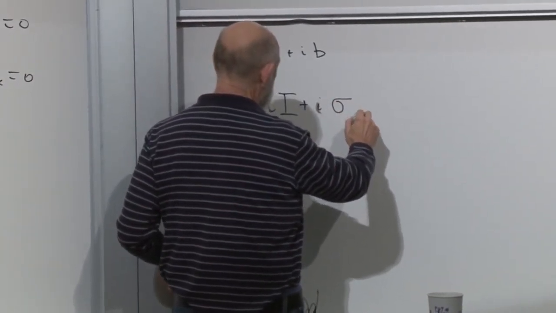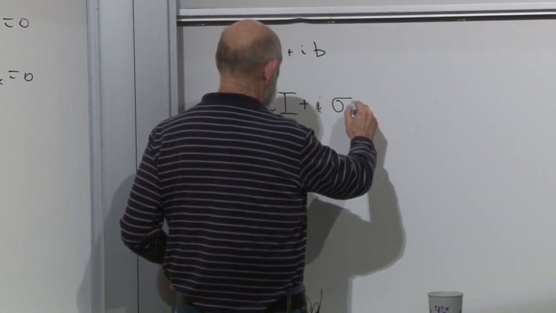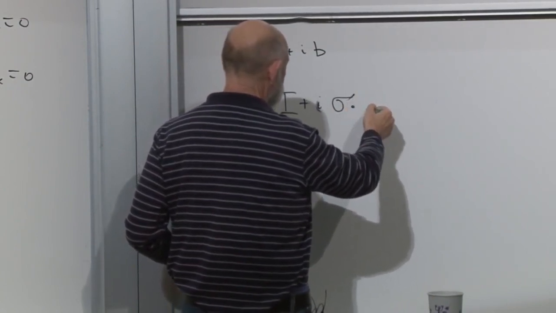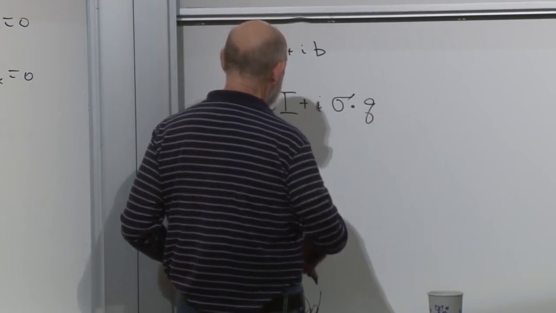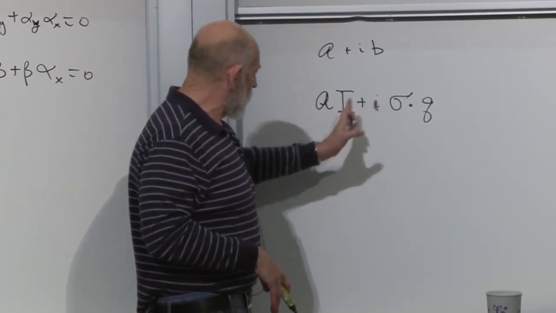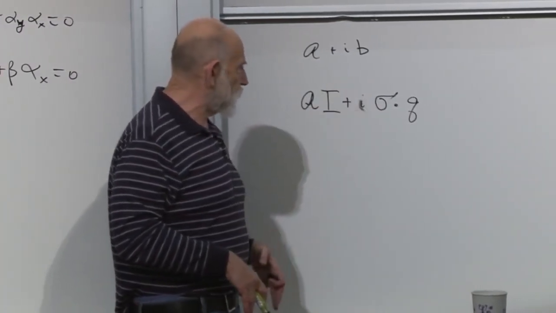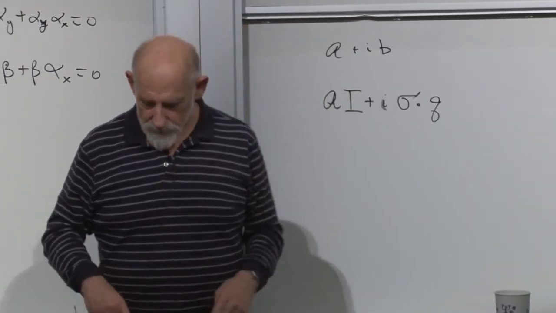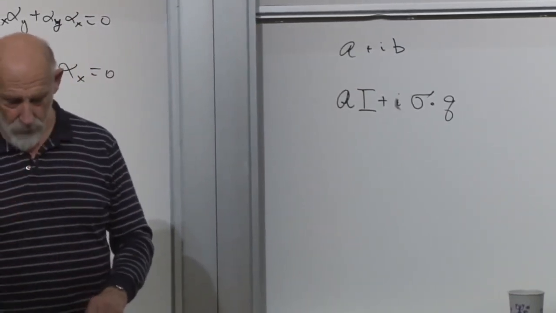Sigma dot some vector, I don't know, Q, a vector. Everything can be written as a linear combination of the 2x2 matrices. Things like this are called quaternions, but it's not going to play any role in what we're doing.